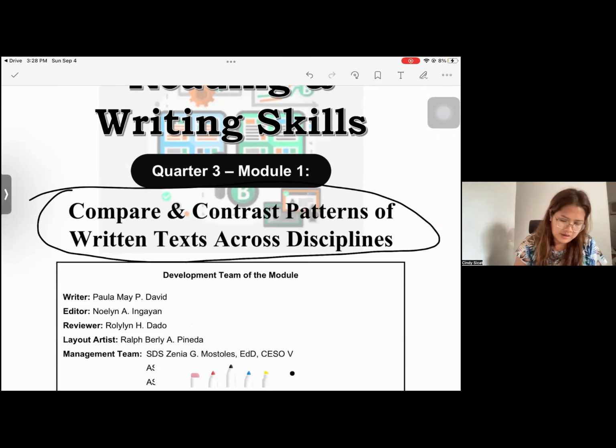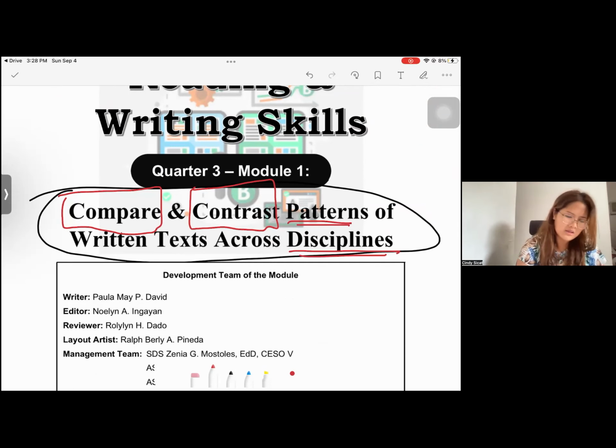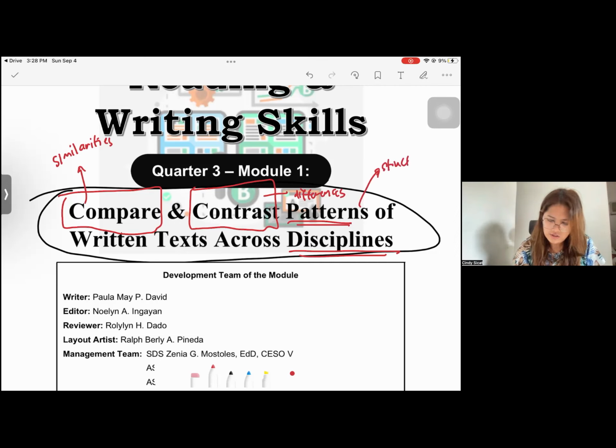The keywords that we have here would be compare, contrast, patterns of written texts, patterns across disciplines. That means we are going to draw the similarities and differences in terms of patterns or structure or forms of various text types in different disciplines.